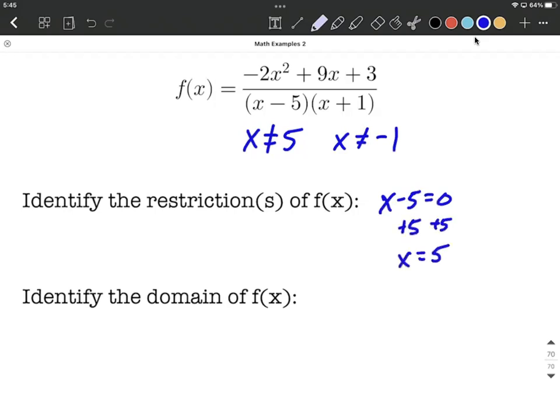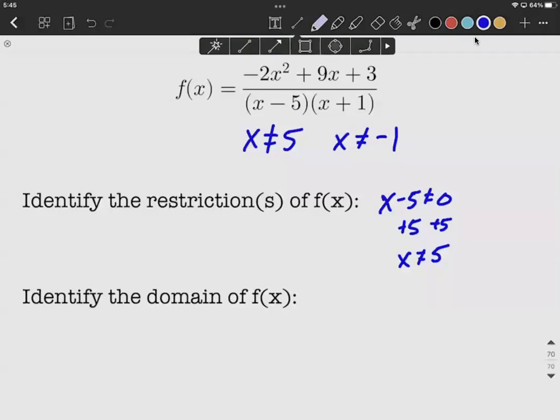So if you had more difficult looking factors, instead of just x minus 5 or x plus 1, if it was say 2x plus 1, you may want to set them equal to 0 and solve down. And I should probably say not equal to. All right, so the restrictions are you don't want to plug in 5, you don't want to plug in negative 1.